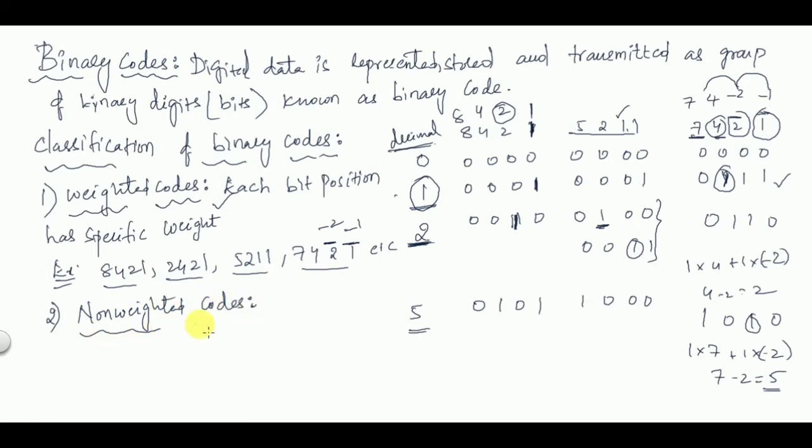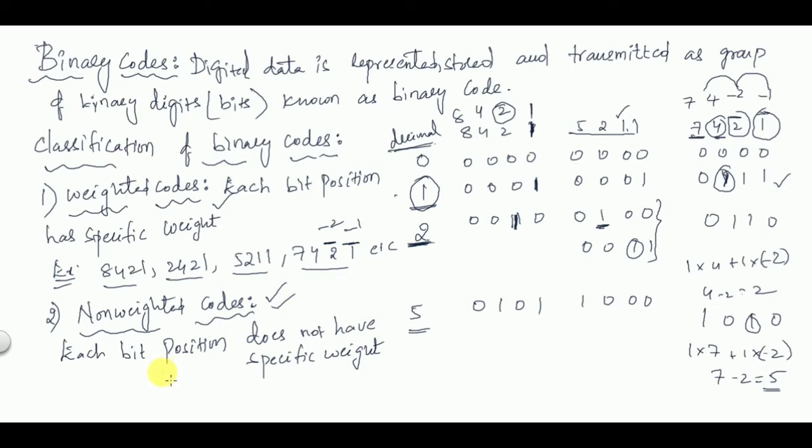Non-weighted codes. In non-weighted codes, each bit position does not have a specific weight. If each bit position does not have a specific weight, then that type of code is called a non-weighted code.